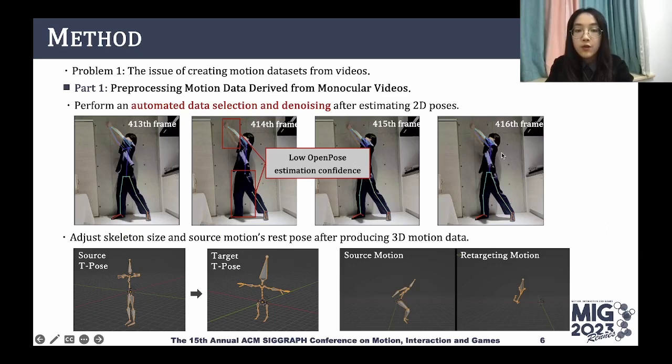Also, in the skeleton-aware motion retargeting network, a mismatch in things like the rest poses of the source and the target characters can lead to unnatural movements in the output. So after we convert the 2D poses to 3D, we do some adjustments like changing the rest poses and the skeleton sizes to ensure more natural and accurate animation results.